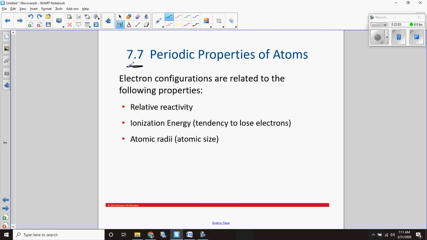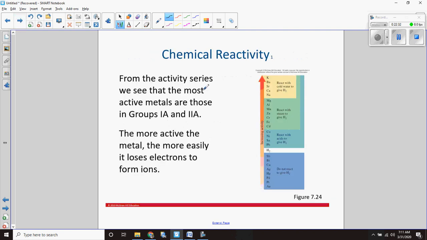Okay, so now we're going to talk about the last sections of chapter 7, which is periodic properties. I'm going to go a little bit fast with this. Once we know electron configurations, we can start thinking about how reactive atoms are. We spent a little bit of time talking about this already, but I'm going to introduce a couple new terms: ionization energy, which is basically how much energy it costs to lose an electron, and atomic radius, and some trends dealing with these things.